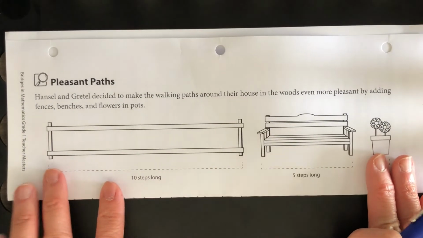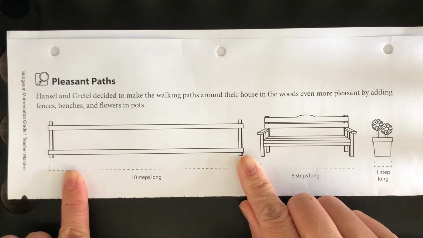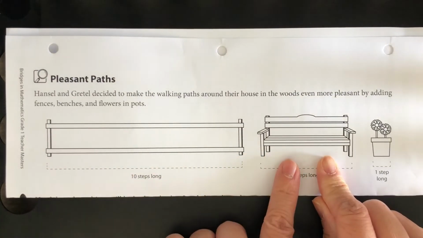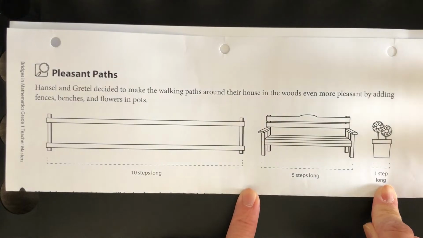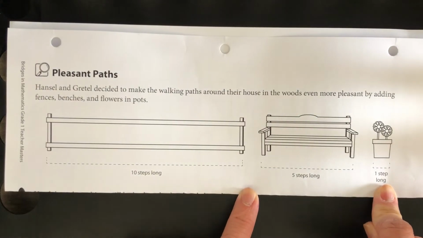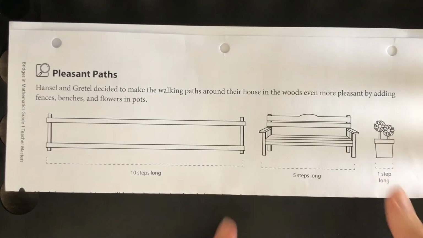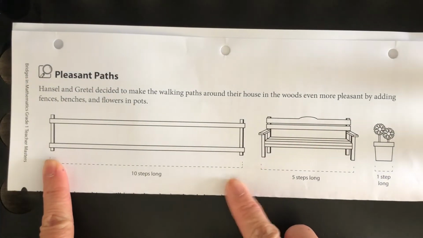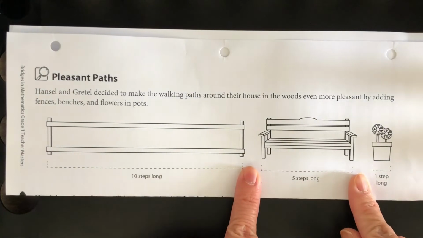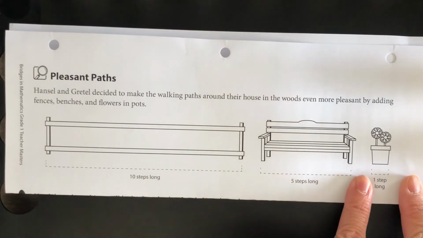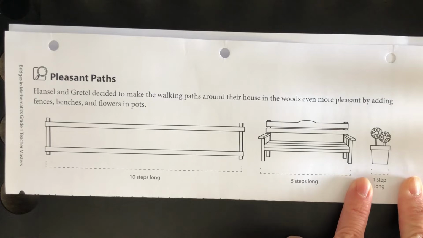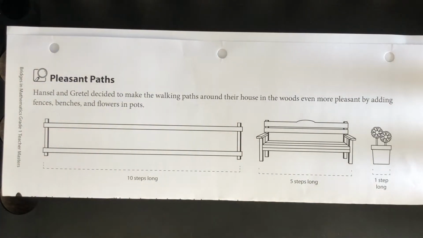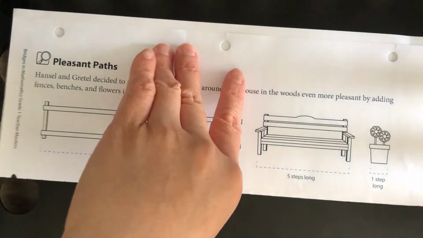So they came up with the idea that they're going to put a fence, a bench, and a flower pot with pretty flowers in it to make the trails look a lot prettier. Now you might notice that they also marked how big each of these things are. So a fence is 10 steps long, a bench is 5 steps long, and a flower pot is 1 step long. So they had this really great idea, and the next morning they wanted to try it.